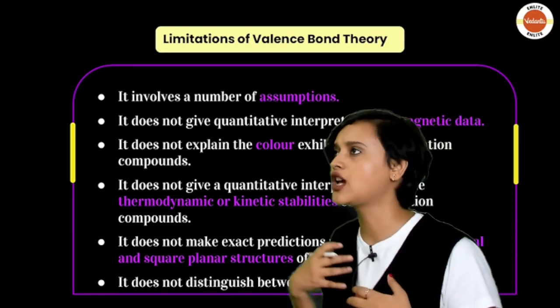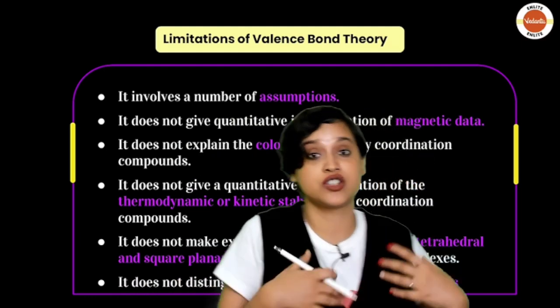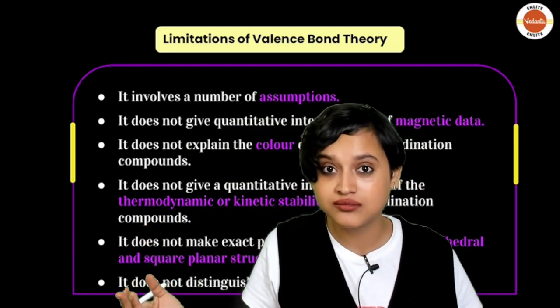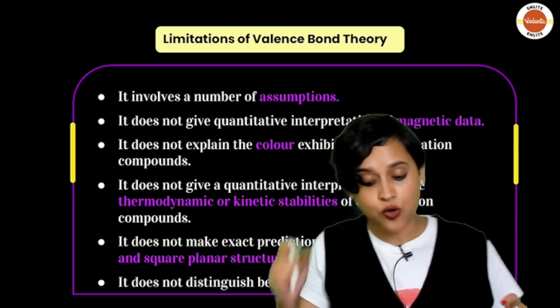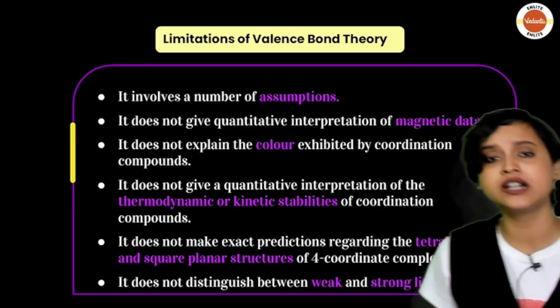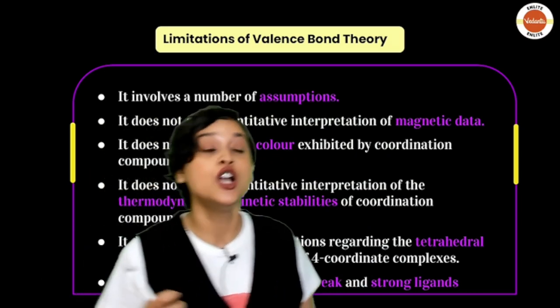There are complexes which are blue, purple, violet, yellow. Valence bond theory does not speak about the color at all. Doesn't make sense to us then, right? It does not give a quantitative interpretation of the thermodynamic or the kinetic stabilities of coordination compounds. We have seen that coordination compounds sometimes are quite stable.